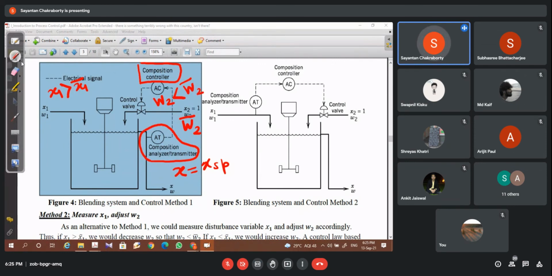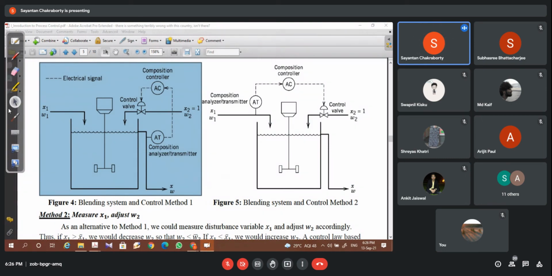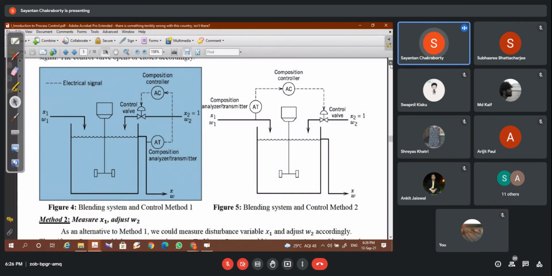The other case will happen when, if the concentration decreases, then you have to increase here. So if it increases here, it decreases there; if it decreases here, it increases there. There is something kind of a mirror or inverting kind of expression.